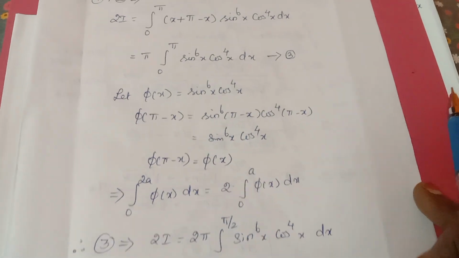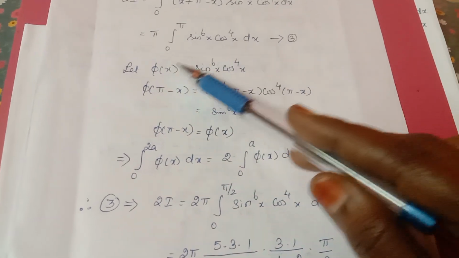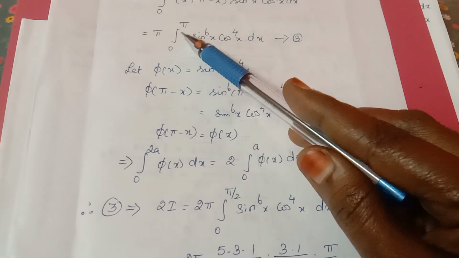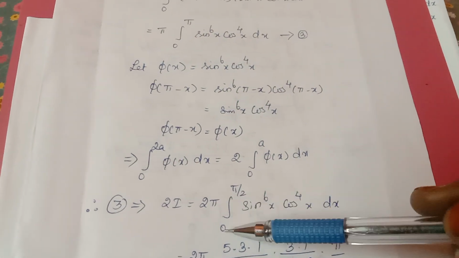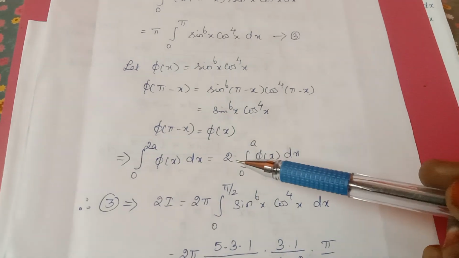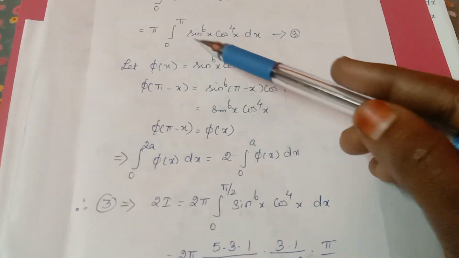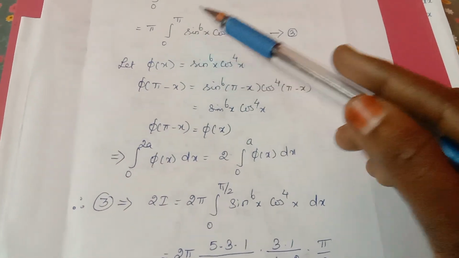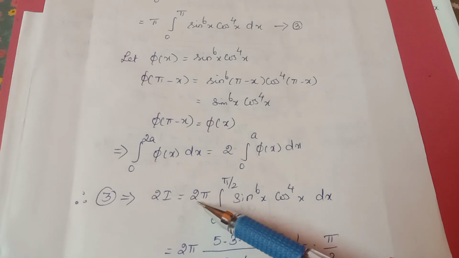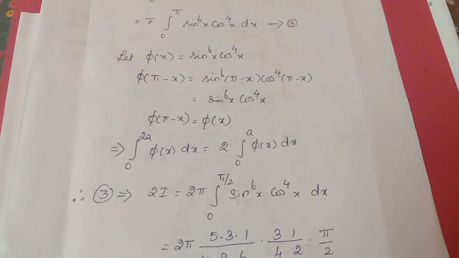Therefore, this formula I can apply. So I am applying this formula to this equation. So what happens? 2I equal to, instead of the integral 0 to pi, I am applying 2 times integral 0 to pi by 2. See here, limit from 0 to 2a. After applying this property, it will be 2 times integral 0 to a, isn't it? In the same way, here originally the limit from 0 to pi, after applying the property, it will be 2 times integral 0 to pi by 2 sin power 6x into cos power 4x into dx.